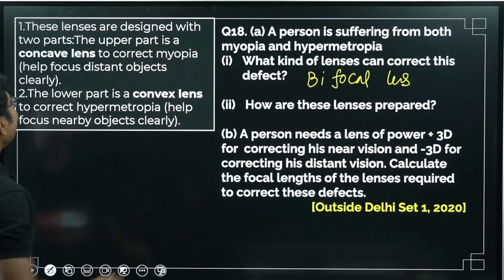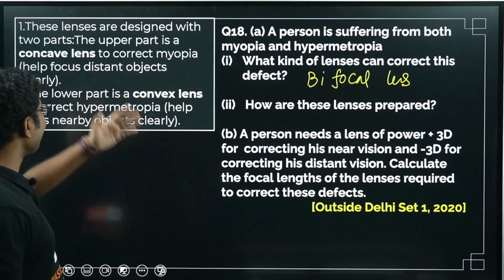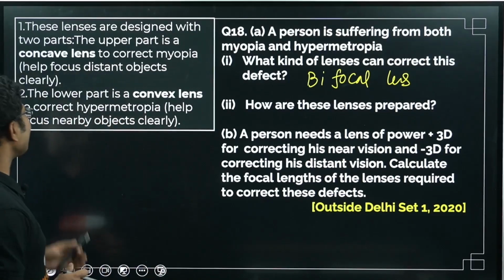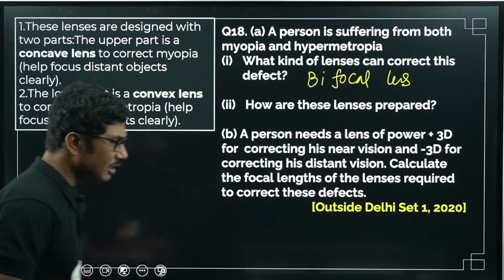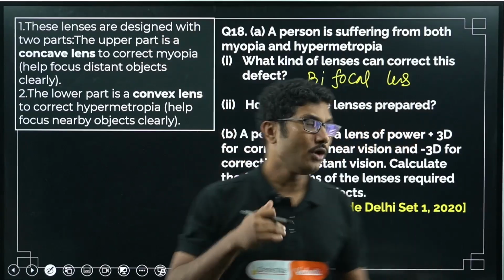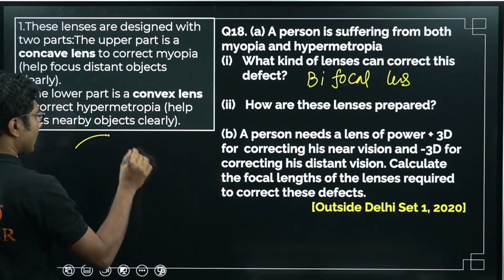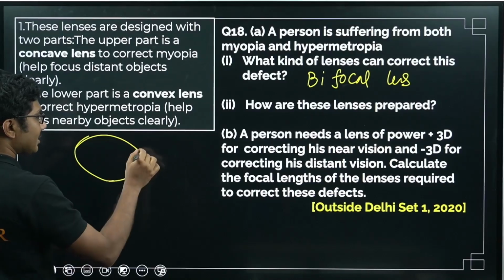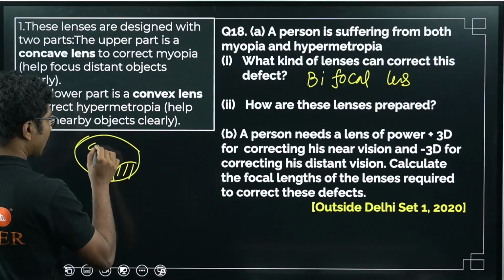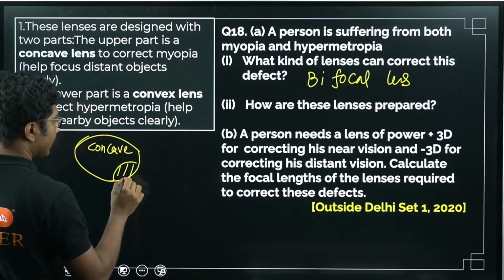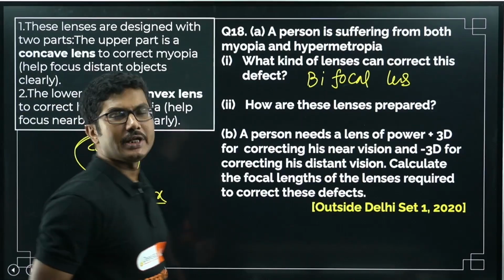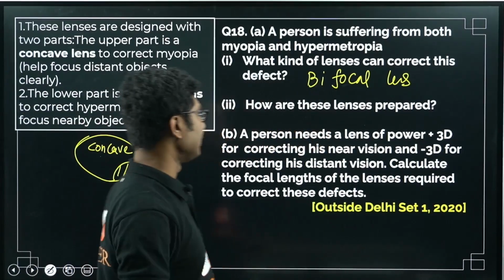These lenses are designed with 2 parts. The upper part is a concave lens to correct myopia, helping focus distant objects. The lower part is a convex lens to correct hypermetropia, helping focus nearby objects clearly. So, as you can see, it is a lens having both concave and convex parts. Suppose this is the spectacles. Here you have a concave lens, and here you have a convex lens. This is how you are able to see distant as well as close objects clearly.